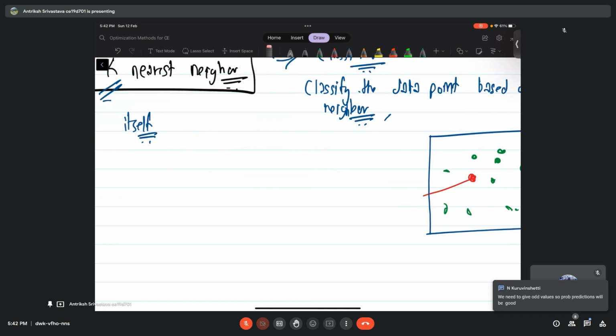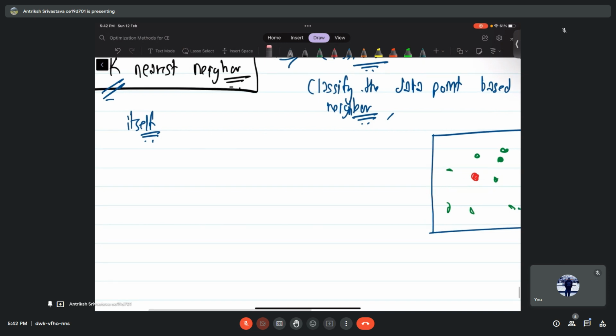Okay, so we need to give odd values. Kurvin Shetty has put a message: we need to give odd values, so probability prediction will be good. So we can give k not as 2, but we can give k as 3 and 5, so that there is no tie. That's a good point that Kurvin Shetty has mentioned. So we can give the k value as odd, so that we can completely avoid this kind of problem. Nice. Okay, so this is k nearest neighbor classification.